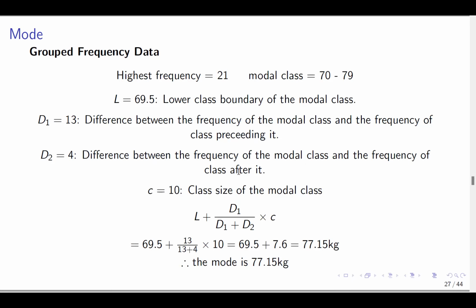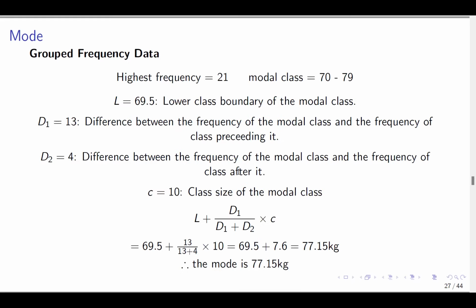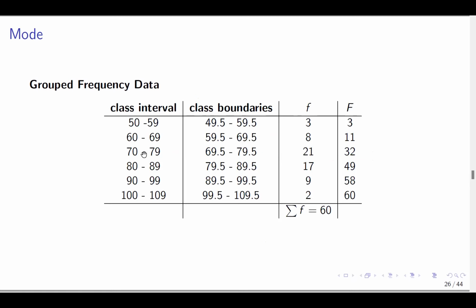Now, D2 is the difference between the frequency of the modal class and the frequency of the class after it. So when we come back, D2 here, the frequency of the modal class is this, the class after it is this. So the difference between their frequencies is 21 minus 17, which gives us 4.